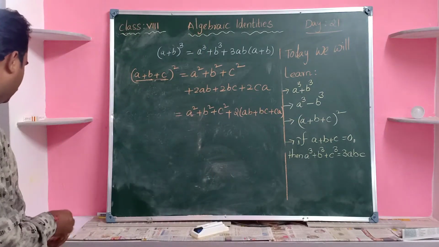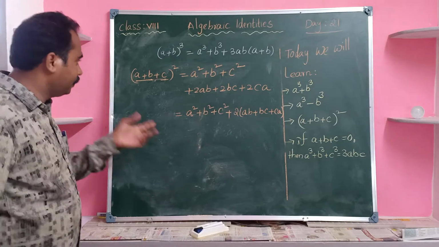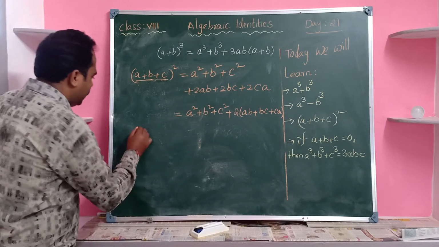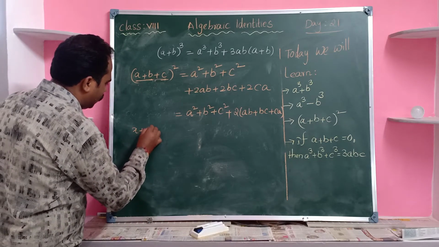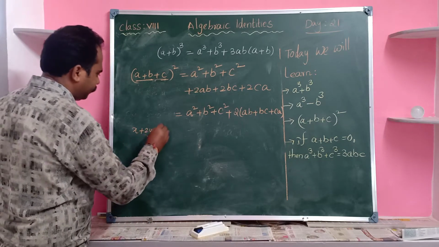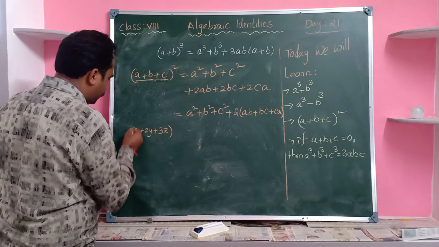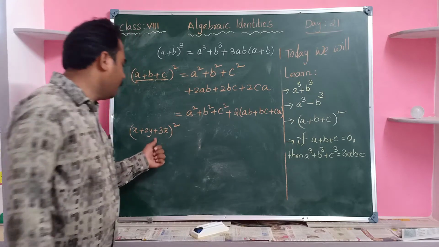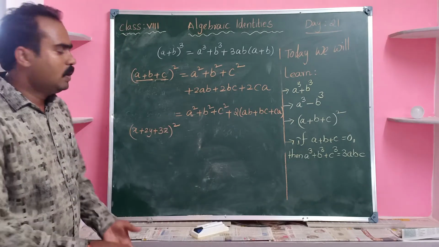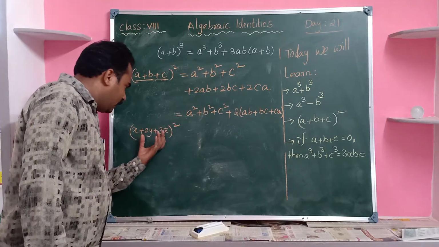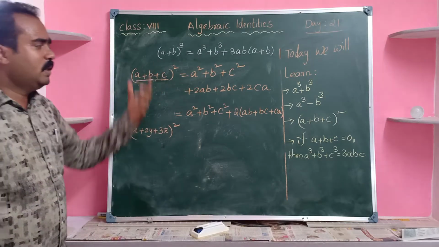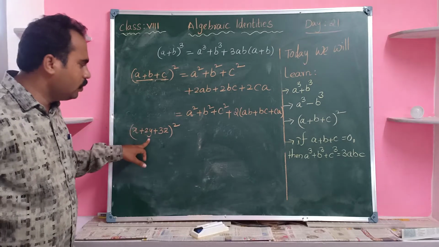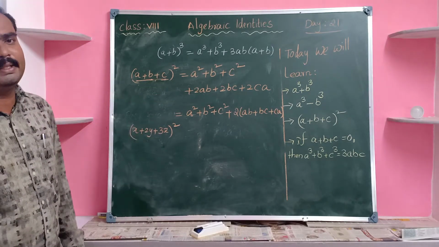So now I will give one problem. Expand (x plus 2y plus 3z) whole square. Now I will compare this one with (a plus b plus c) whole square. Here a is equal to x and b is equal to 2y and c is equal to 3z.